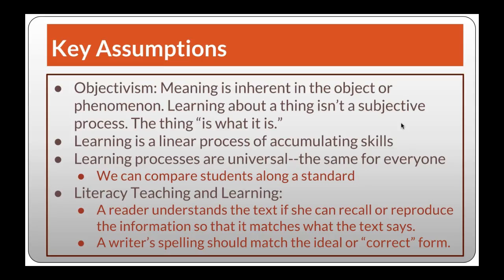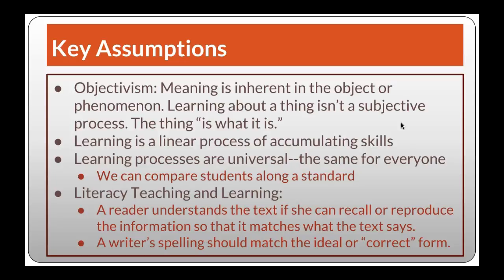So here are some key assumptions that you'll read about in the chapter, right? So this is just a little bit of a preview. The idea with correspondence theories, or a key epistemological assumption behind it, is objectivism. Really the idea that meaning is inherent in the object itself or in a particular phenomenon. So learning about a thing in this case wouldn't be a subjective process, right? The thing is what it is. A dog is a dog is a dog, right?